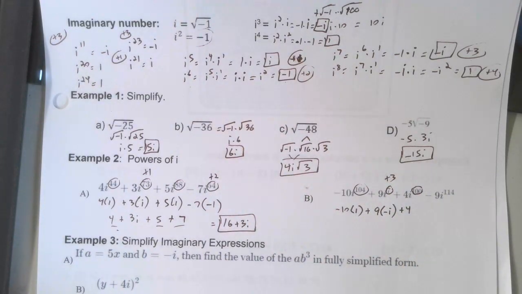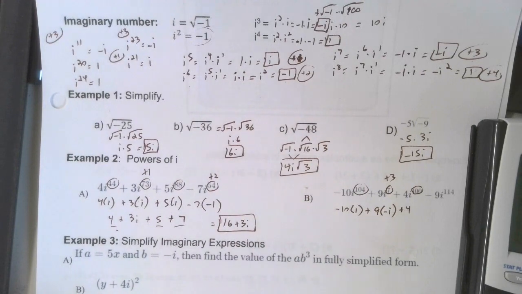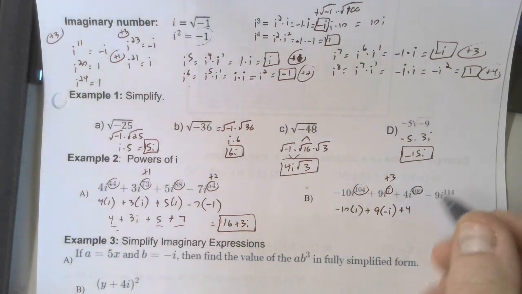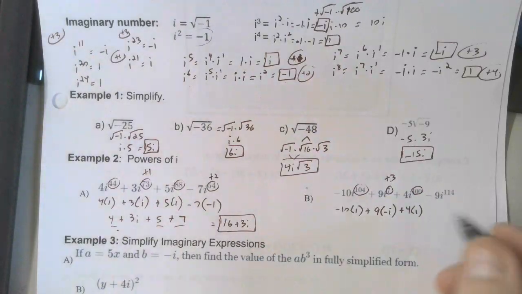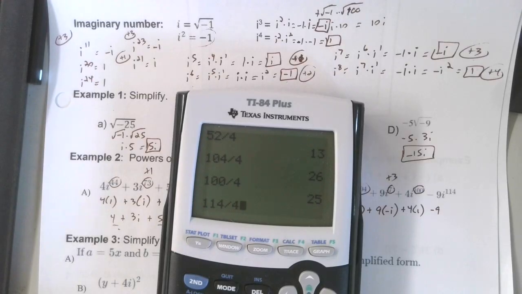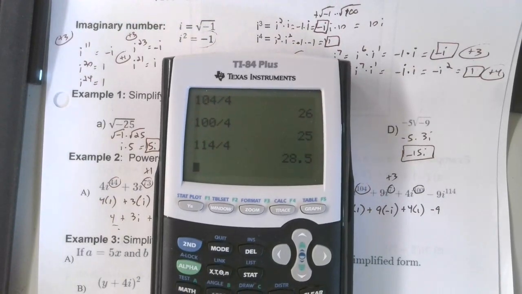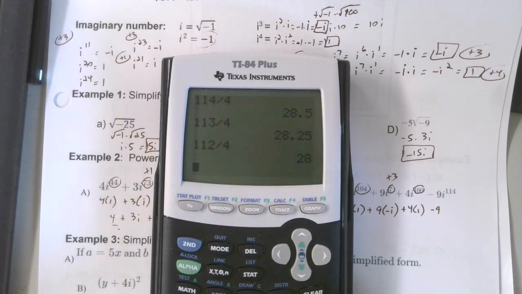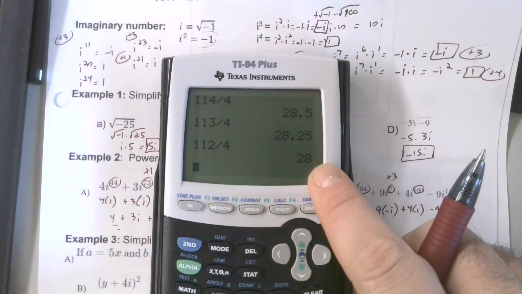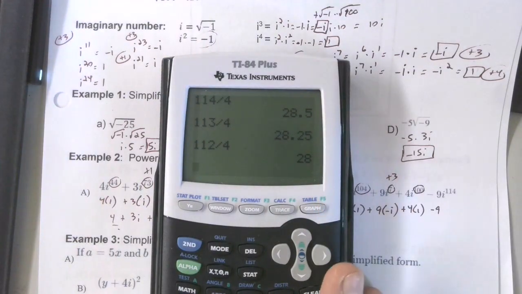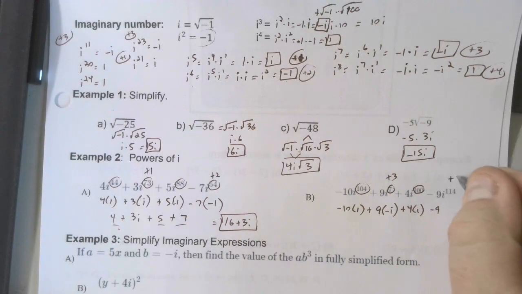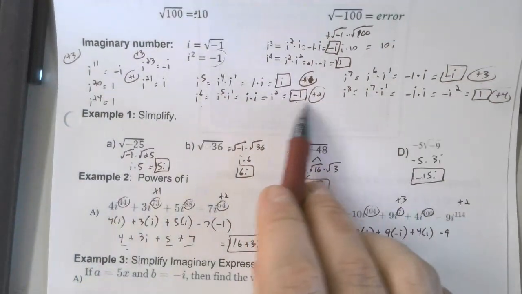100 is divisible by 4. So what happens is that's a plus 1. 114 is not divisible by 4. So you check numbers right underneath it. 113 doesn't work. 112 does. Therefore, 114 is a plus 2. So that means you go to a plus 2, which is a negative 1.